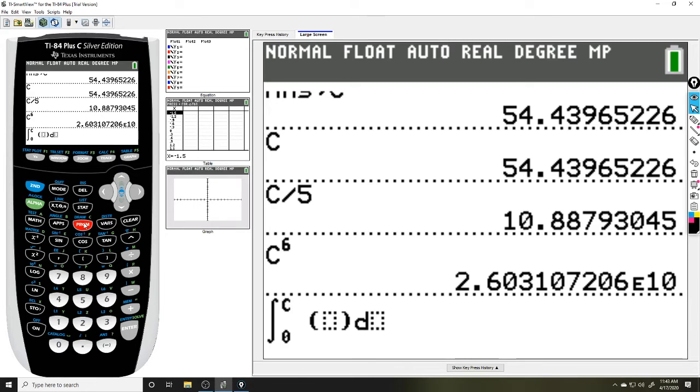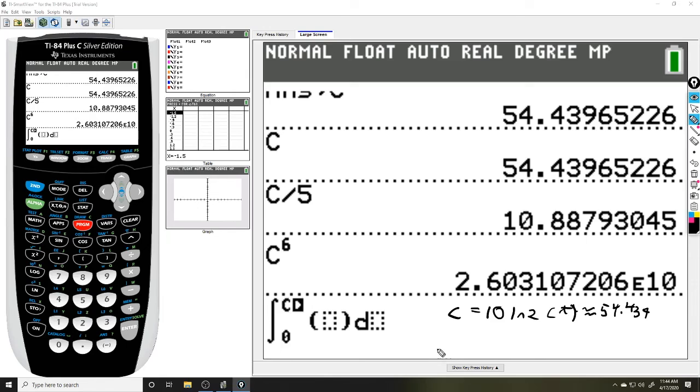And you can actually write on the AP test that C equals, what was it, like 10 times the natural log of 2 times pi is approximately 54.439.